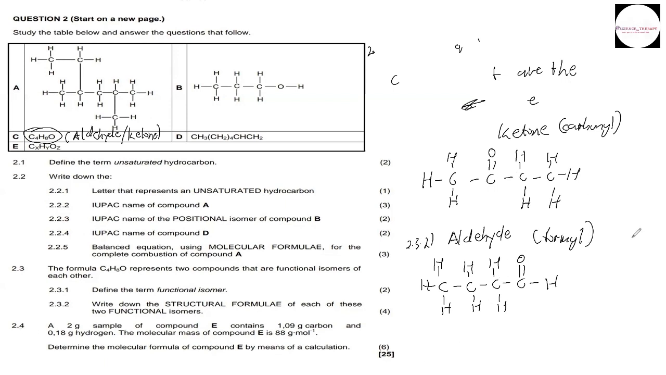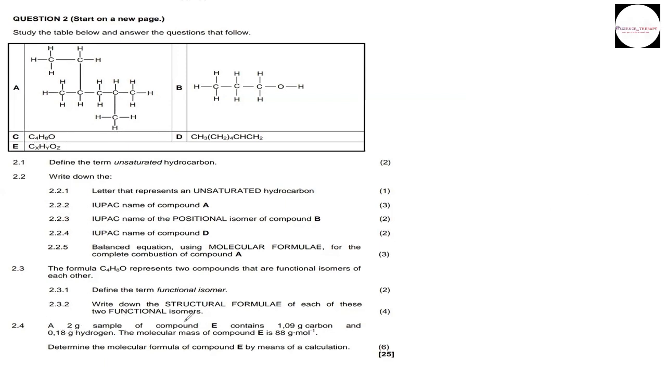Then 2.4, we can see a throwback there. A 2 gram sample of compound E contains 1.09 gram carbon and 0.18 gram hydrogen. The molecular mass of compound E is 88 grams per mole. Determine the molecular formula of compound E by means of a calculation. So you still remember the one on calculating the molecular formula, which was the empirical formula first, and then molecular formula. So this is a throwback from grade 11. So make sure that you revise that.